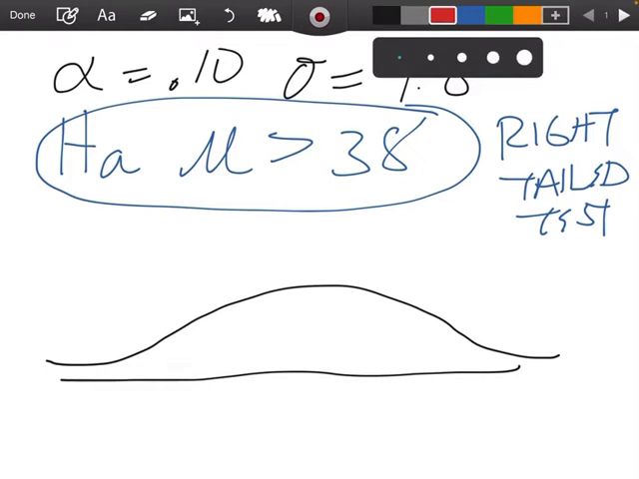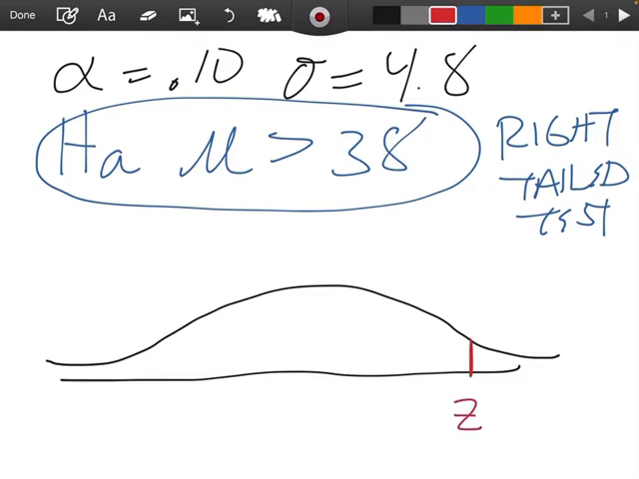That means that I'm going to draw my standard normal curve, something like this, right? And because this is a right-tailed test, I'm going to find my critical value right here. And this is telling me that the area to the right of my curve is 0.10. So what I'm trying to do is see, can I find this value right here?